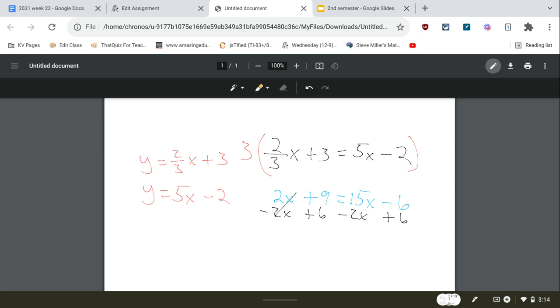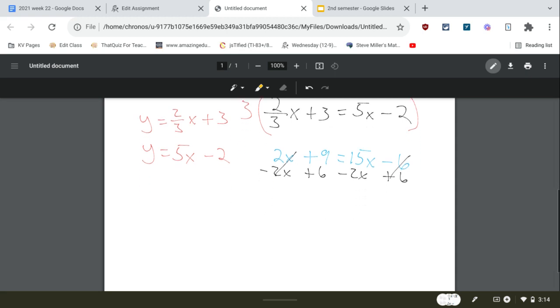The 2x's cancel, the 6's cancel. I'm left with 15 is equal to 13x, and then we'll divide by 13. So 15 divided by 13 is my x value. This is going to be the x value where they cross.